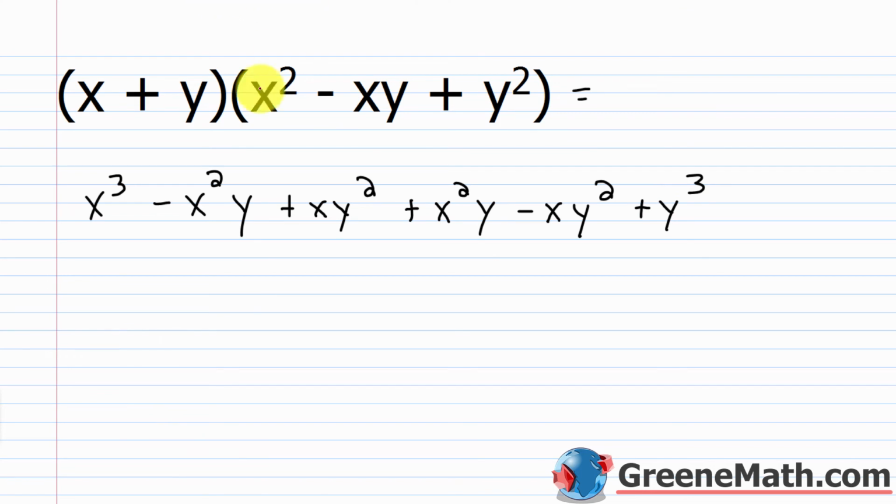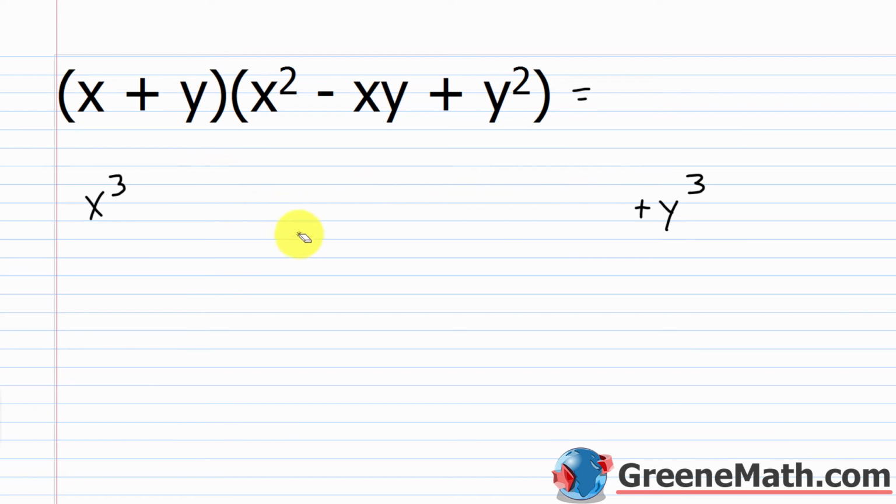So let's go ahead and do that. So negative x squared y, positive x squared y, those are going to cancel. Xy squared minus xy squared, those are going to cancel. So what I'm left with is x cubed plus y cubed. So this one, because there's an addition sign in it, is called the sum of cubes. All right, when I raise something to the third power, it's called a cube. Right, I cube it. So that's why it's called the sum of cubes. You have two items there, or two terms that are both cubed.